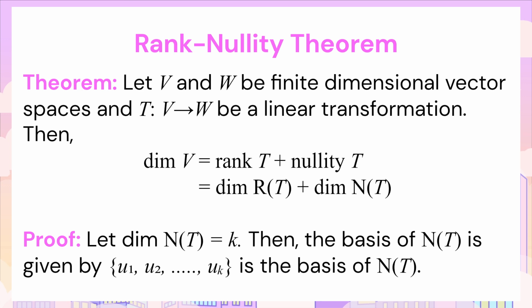Let the nullity of T, that is, the dimension of the null space of T, be K. Then, by the definition of the dimension of a vector space we discussed earlier, the basis of the null space of T is the set of elements u1, u2, continuing until uK. Now, here's the key idea.